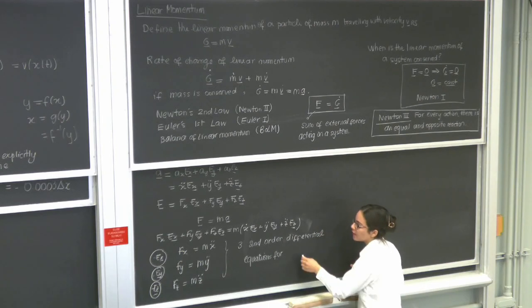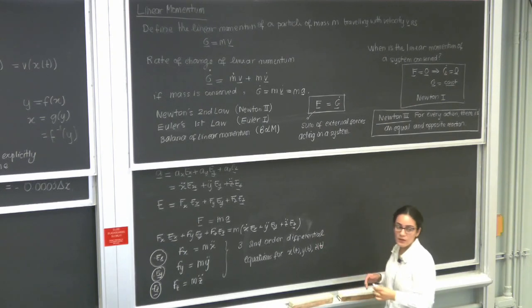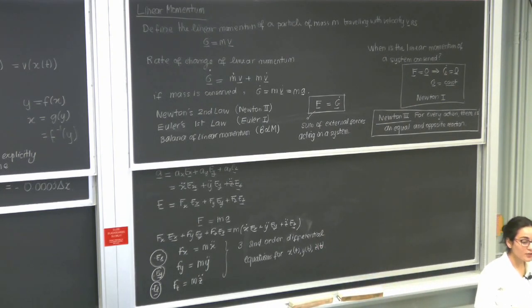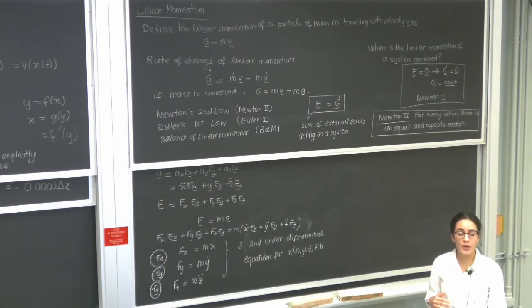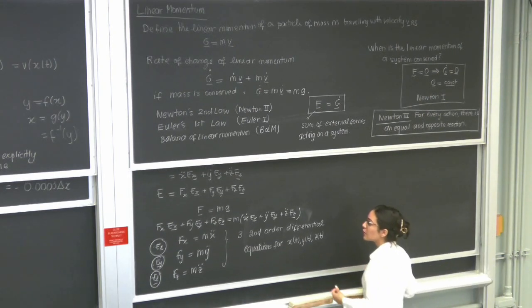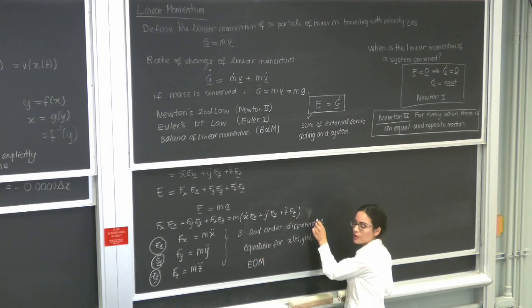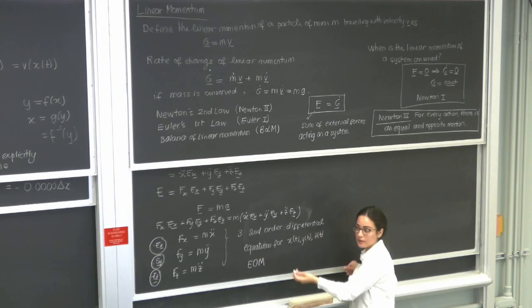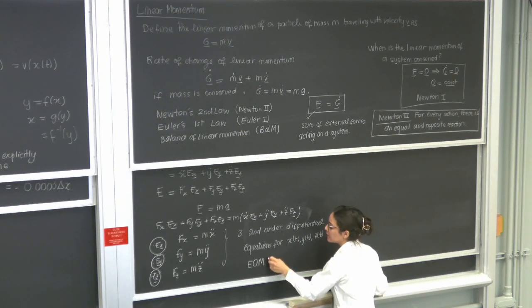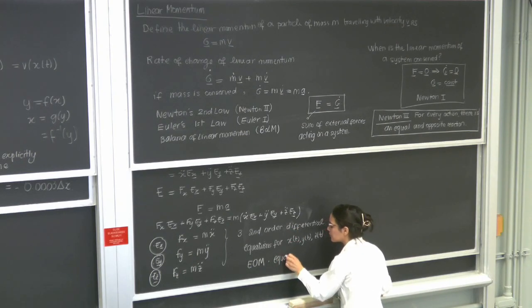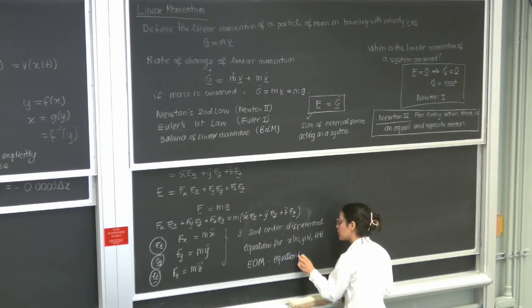For these 3 variables, x, y, and z. So if we solve these differential equations, we can solve for the motion. These differential equations are what we call the equations of motion. We can call this the equation of motion, or we can call this set equivalently the equations of motion.